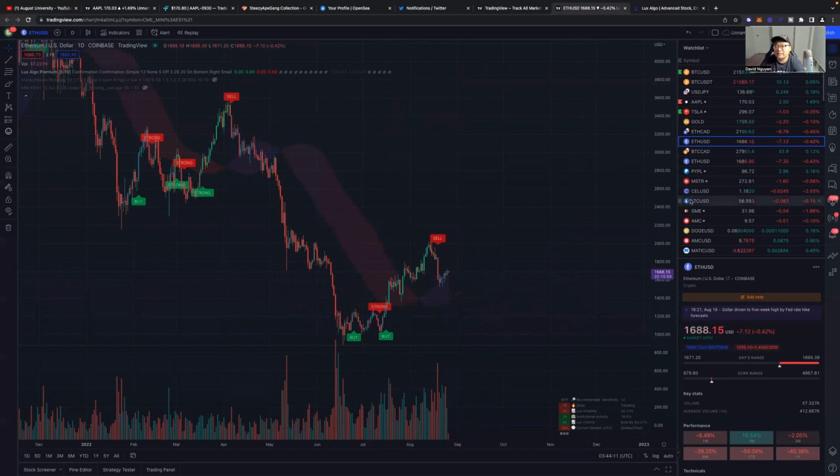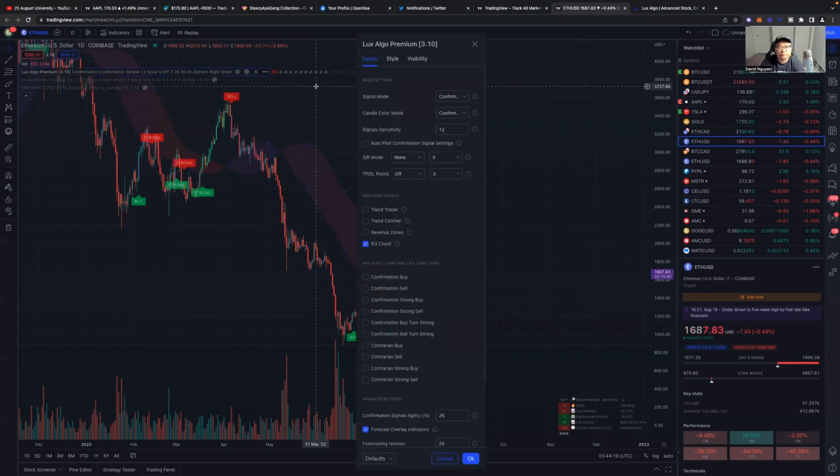Now I want to show you guys something about the sensitivity levels. So let's say you go into your settings here. There are different modes, okay? You can go to signal, confirmation, contrarian, both, etc. The different styles. And in the booklet, the PDF, it explains specifically what everything is. And maybe I'll do a more detailed video in the future.